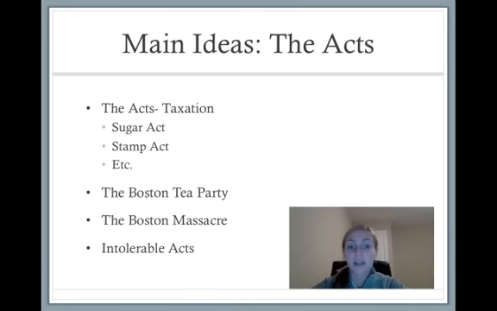And we already discussed in class what we think that means, so you can take a second to maybe predict what you think the Intolerable Acts will entail.